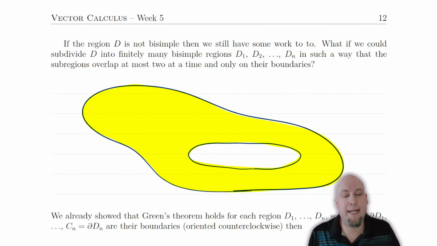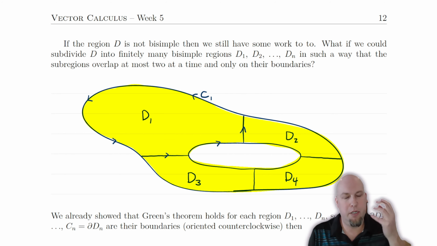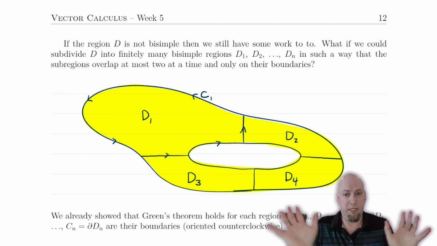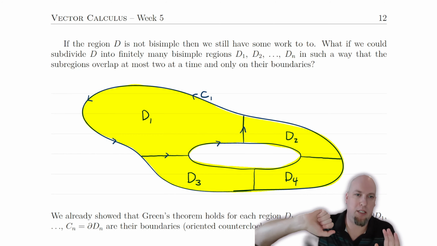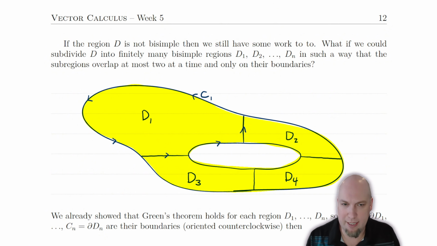The trick is to split up this region into bisimple regions. And this is one of the details that we're glossing over here. I'm not going to try to convince you that you can always do this. I'm not going to try to convince you that no matter which ugly region satisfies the hypotheses of Green's theorem, you can always split it up into bisimple regions. No, I'm not going to try to convince you of that. So that's one of the details we're glossing over here.